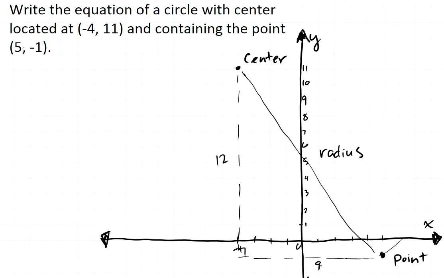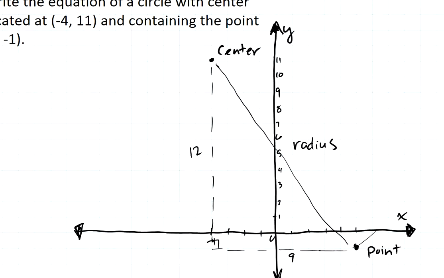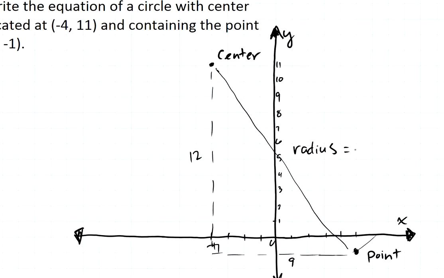And of course the radius, according to the Pythagorean theorem, should be equal to the square root of 12 squared plus 9 squared, and that of course is the square root of 144 plus 81, which is the square root of 225. And the square root of 225 is equal to 15.